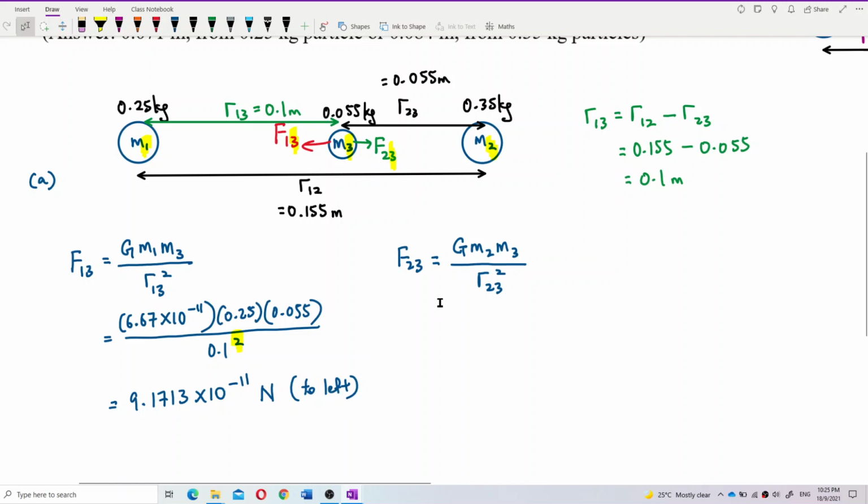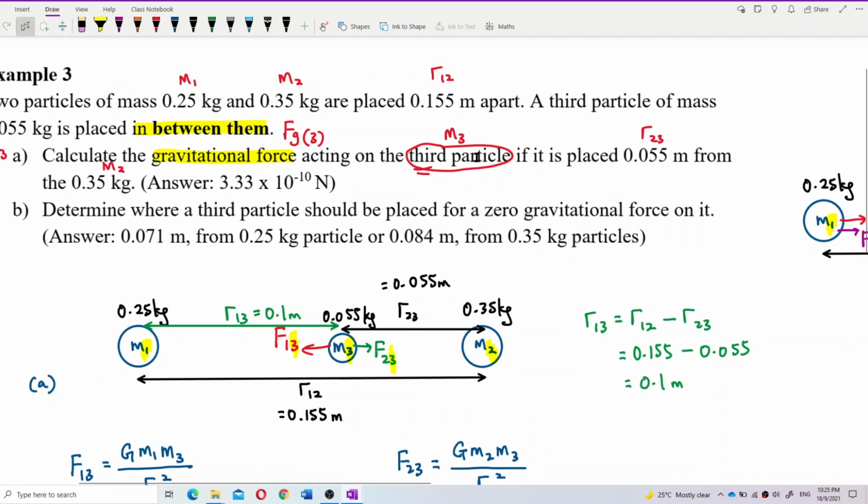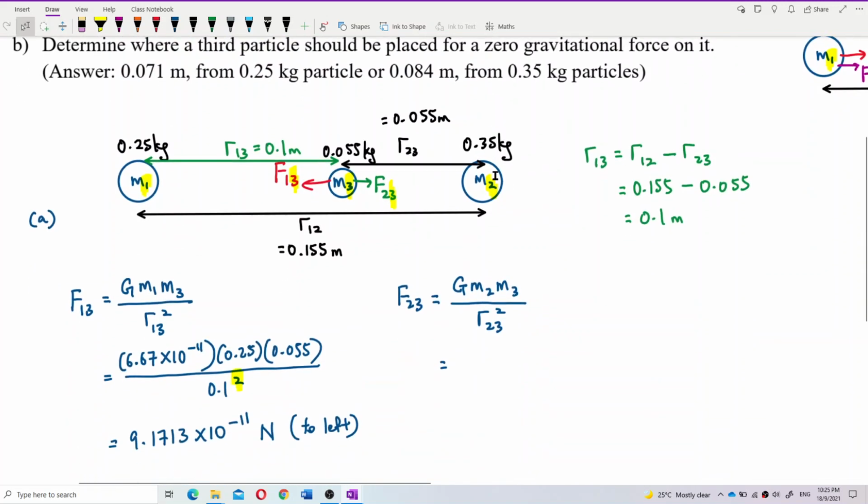Now how about F23? We need to calculate F23 also. After we get the value for F23, then we need to find the resultant force from F13 and F23, the resultant force on mass 3, the third particle. So now find F23 first.